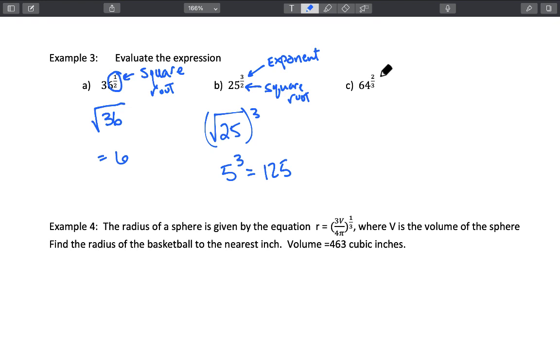All right, next up I have now 64 to the 2/3. Again, 2 is my exponent. Actually, this is different than the previous one. The exponent 2 is going to be, I'm squaring something, but that's after I take the cube root. So I have the cube root of 64, and then that result will be squared. Well, the cube root of 64 is equal to 4. 4 squared is equal to 16.